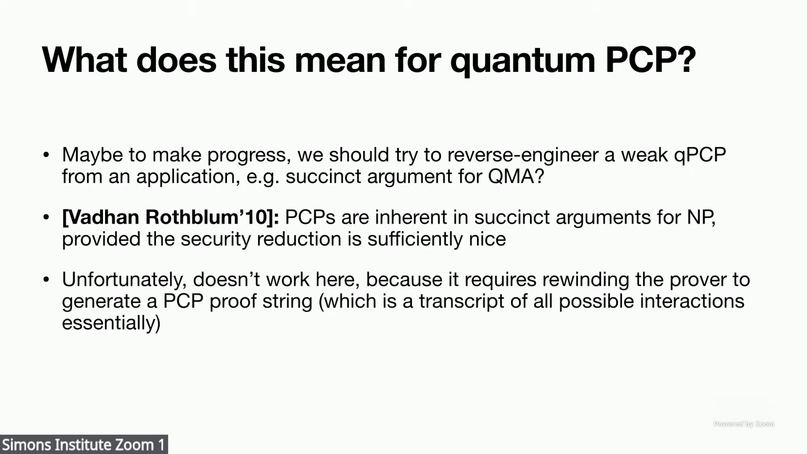But if you think about it, that doesn't apply to the types of succinct arguments we have either here or in the BKLMMVVY paper. Because generating this PCP proof requires rewinding the prover to generate a PCP proof string, which is supposed to be a transcript of all the possible things you might say. And it just doesn't fit with the kind of security reduction that you have here.